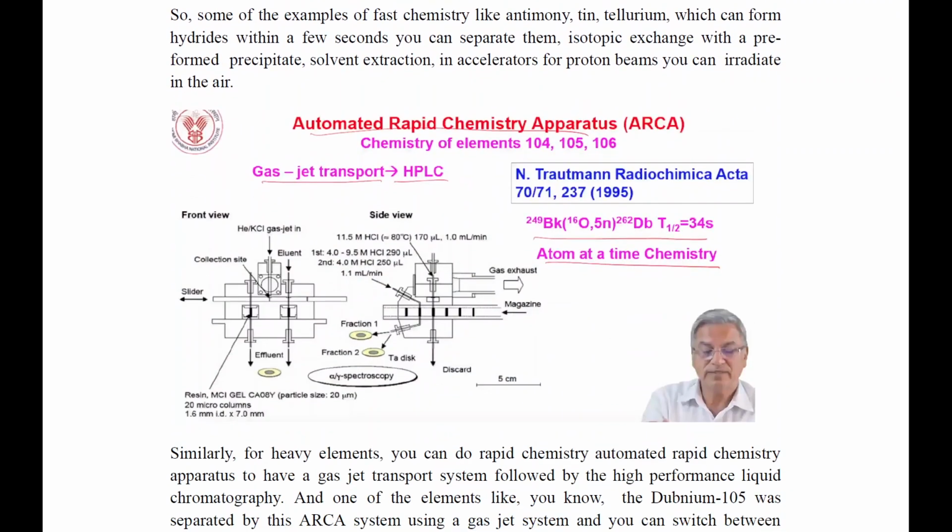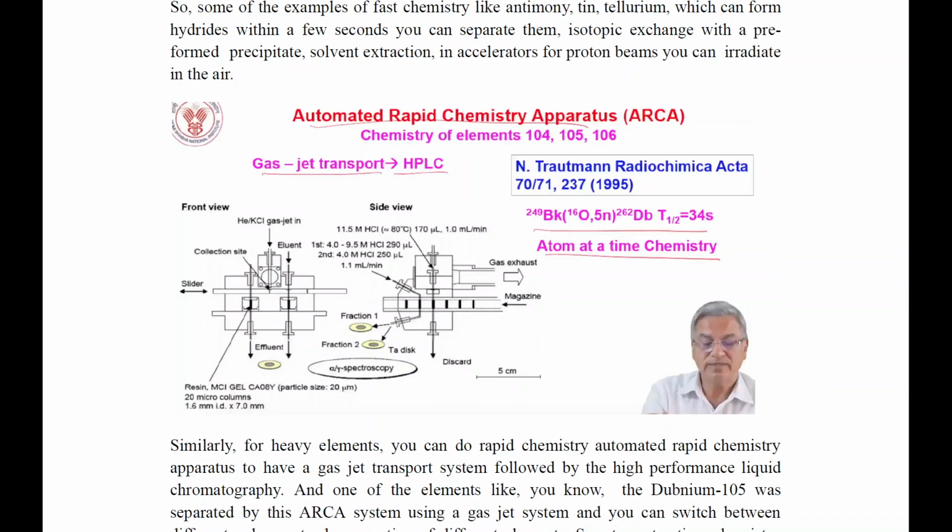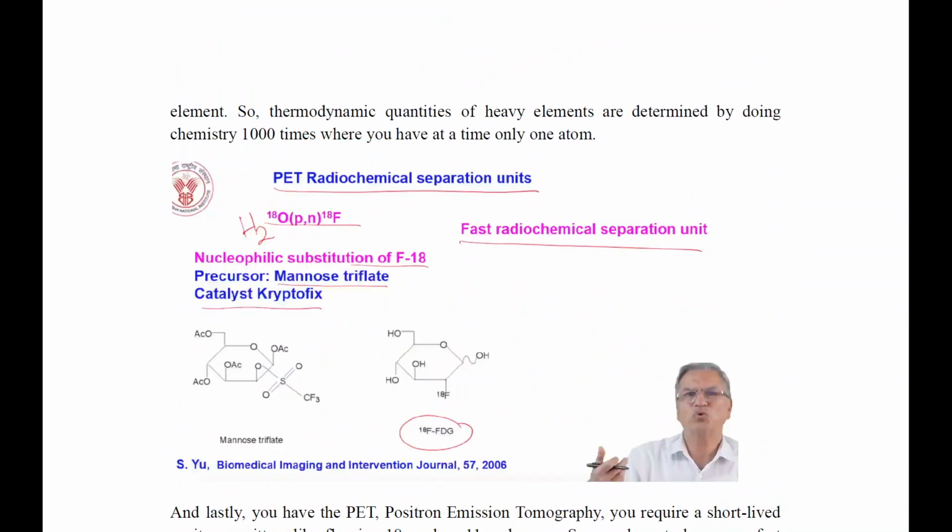Then we have the automated rapid chemistry apparatus, which is ARCA. It is gas jet transport plus HPLC, and this was basically discovered by Trautmann in 1995. Atom-at-a-time chemistry, where the detection is generally alpha or gamma ray spectroscopy.